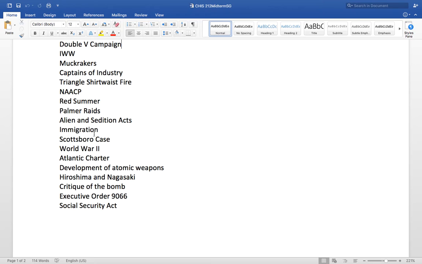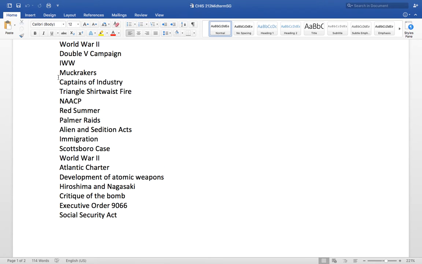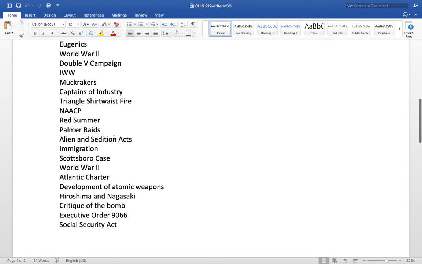These other terms, such as the Atlantic Charter, Zinn speaks about a great deal. He also talks about the IWW, otherwise known as the Wobblies. This is a labor union. And he writes a lot about the Palmer Raids and Red Summer and the Alien and Sedition Acts.